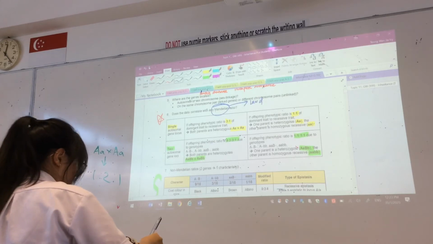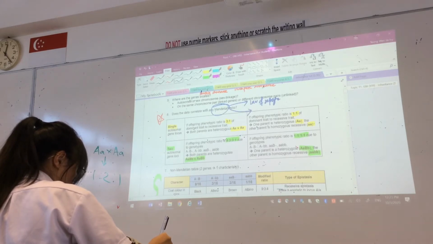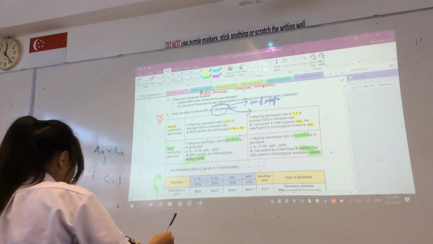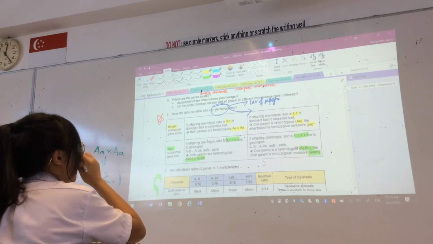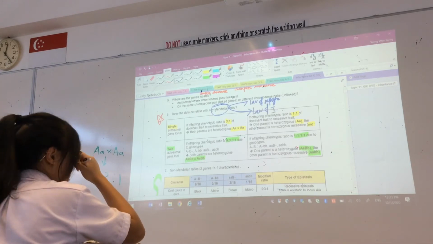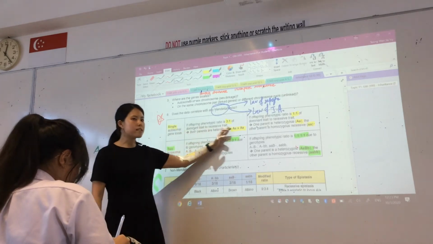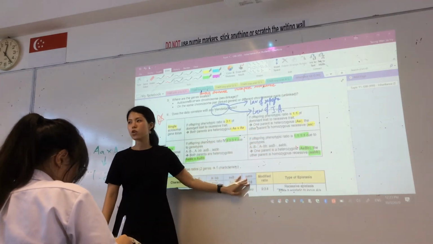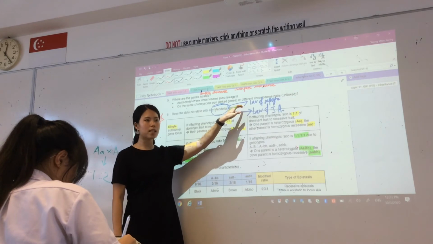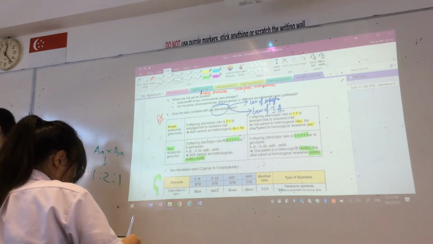Okay, law of segregation, yes. So what does that mean? Okay, what's the second law? There is law of segregation and the next one is law of independent assortment. Okay, we talk about law of segregation first. The reason why Mendel had all these ratios is because of law of segregation. So what does that mean? What is law of segregation?